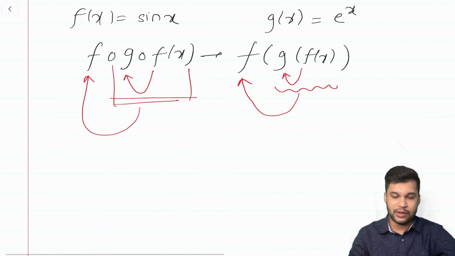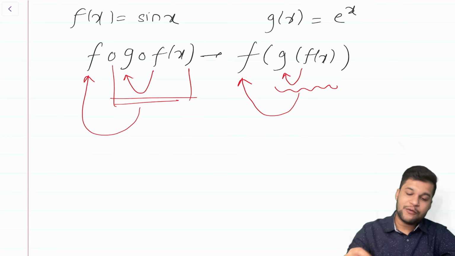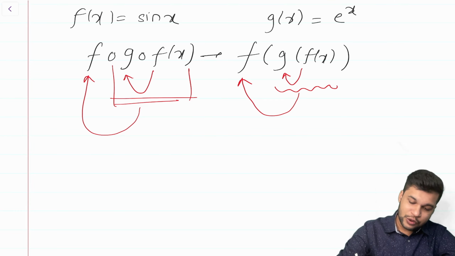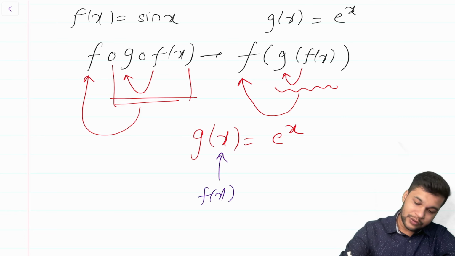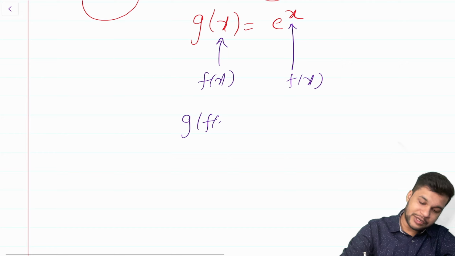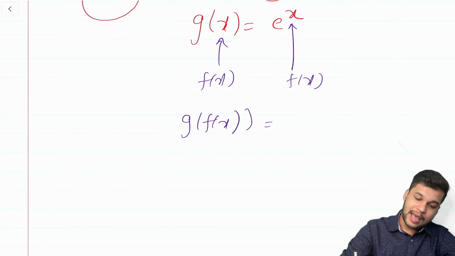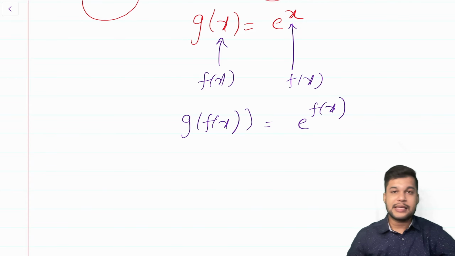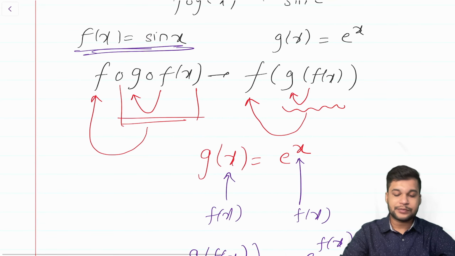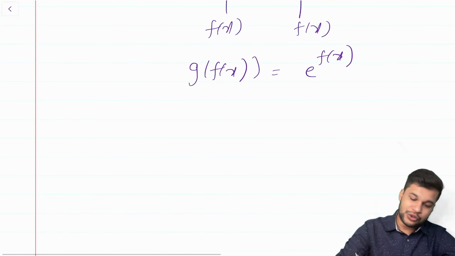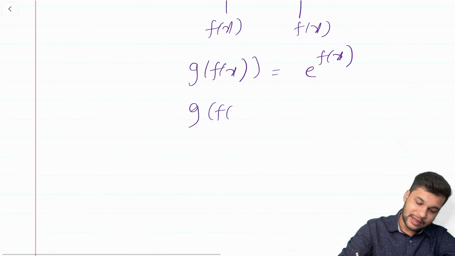How does it work? So first of all, guys, we have to find g of f(x). So you have g(x) equal to e power x. You will substitute f(x) inside, right? So what do you get? You get g of f(x) as e power f(x). And what is f(x) again? If you see, f(x) is sin x. So g of f(x) is e power sin x.